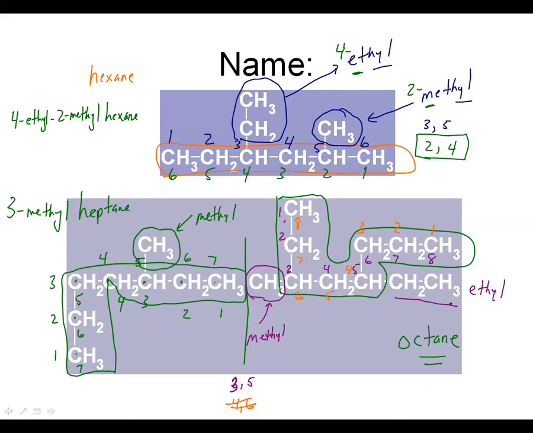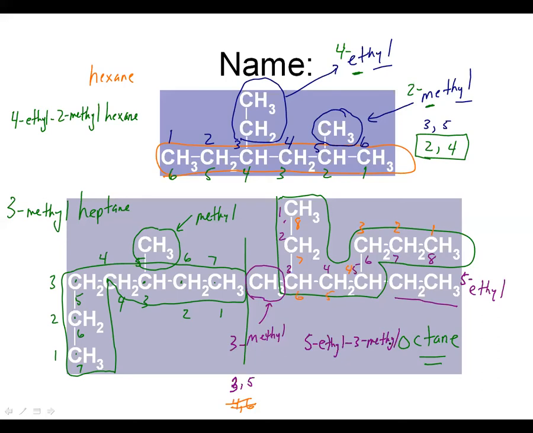Again, alphabetical. The E is going to come before the M. So this is going to be 5 ethyl dash 3 methyl octane. Any questions on how to name those?